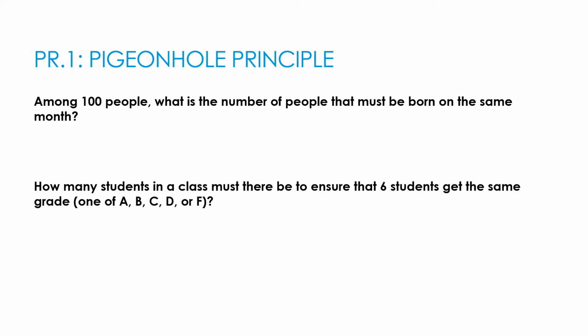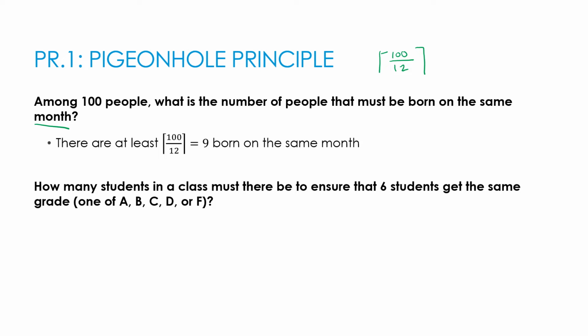So again, among the first 100 people, what is the number of people that must be born in the same month? So if it's in the same month, we're talking about the ceiling function of 100 divided by 12. That's how I would go about solving this. So 100 divided by 12, rounded up to the nearest whole integer, is 9. So there must be at least 9 born in the same month.